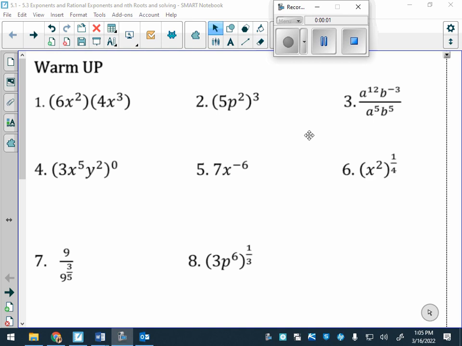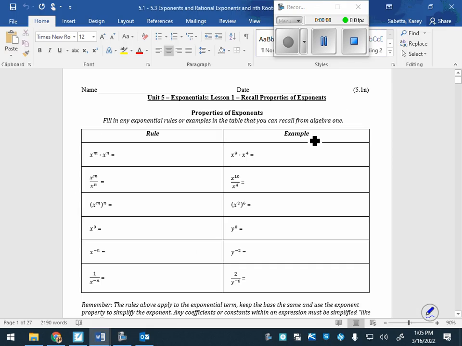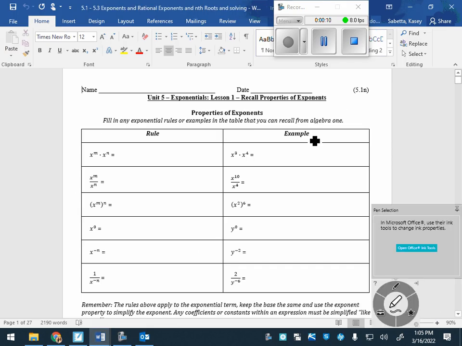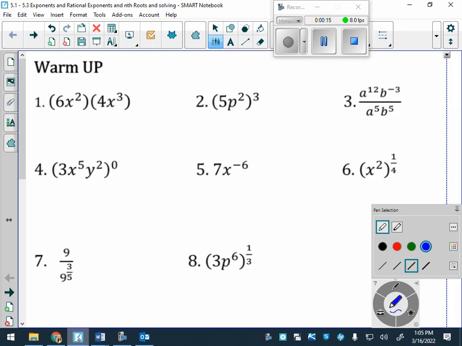Remembering some of the basic properties of exponents. So what we see right now, the first few that are on the board look pretty good. For number one, you're multiplying 6 times 4 to get 24, and then you're doing what to those exponents? Adding. So x squared times x cubed gives you x to the fifth. So the first one is correct. 24 x to the fifth.